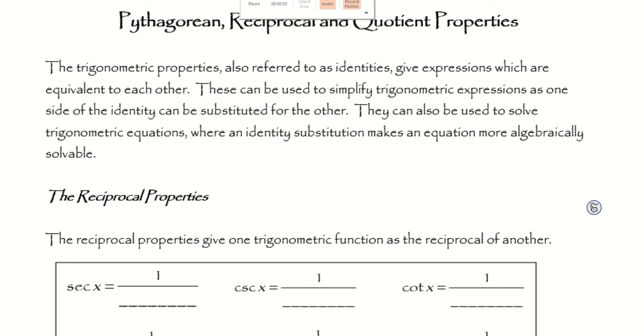Crew, these are our Unit 4-1 notes. In Unit 4, we look at what we call trigonometric properties or identities. These can be referred to as identities because they give expressions which don't look alike but are equivalent to each other.